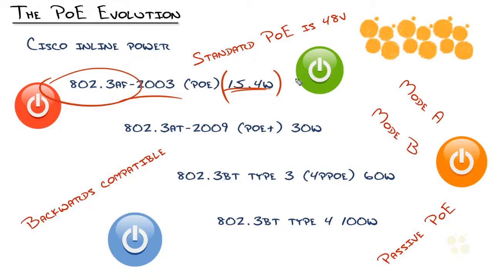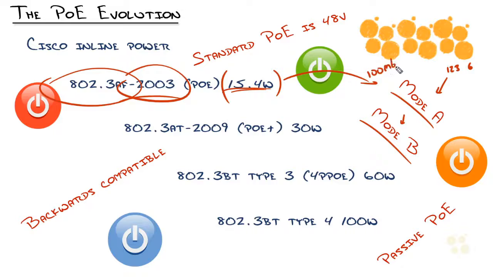Now, this was also where you first saw Mode A and Mode B come out. Mode A and B is what pins are used to transmit the power. The original, and probably the more common, is the same pins that the data uses, 1, 2, 3, and 6. Remember, this was coming out in 2003, a time where 100 megabits per second ruled the world. Gigabit Ethernet wasn't really a thing yet, right? So we only used two pairs of the wire to transmit data, and we shared those same pins to transmit the power. That was okay because they were at opposite ends of the spectrum. They didn't interfere with each other.